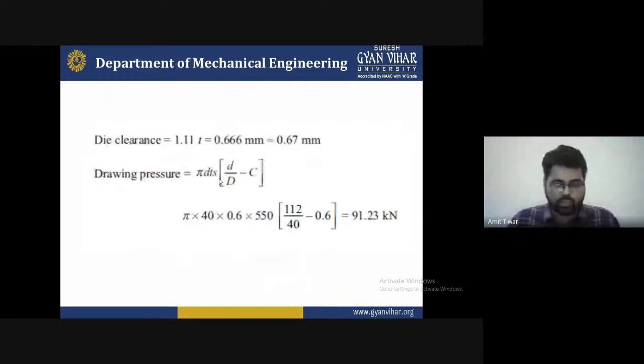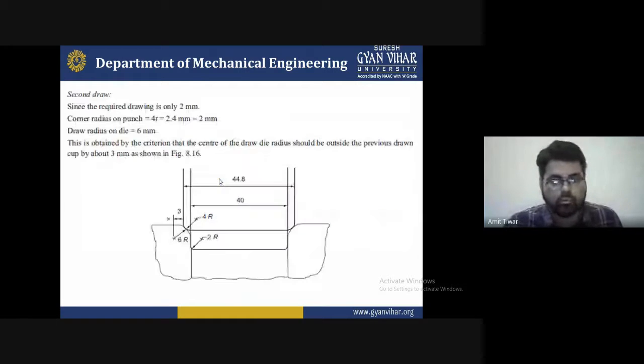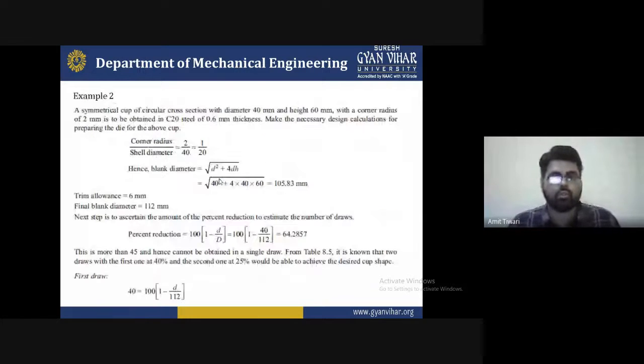I think it is a very simple type of numerical. First of all, we consider the design considerations for the first draw and the second draw. First you have to find out the blank diameter, and after that you can find out the final diameter, so you can find the difference between them. Initially the blank diameter is 105.83 mm, and the final diameter is 112. It's the difference between the actual and theoretical.